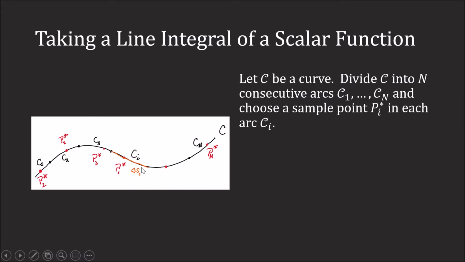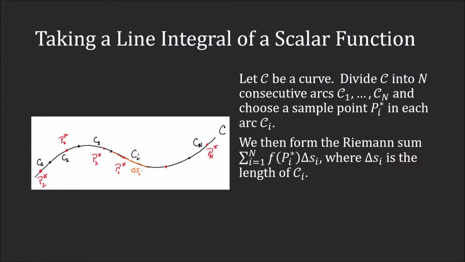Now what we do is we divide C into n consecutive arcs, C1 up through Cn. Choose a sample point P sub i star in each arc C sub i. Notice that nowhere are we restricting that each arc has to have equal length. In fact, if you see this one, this C sub i is longer than all the others, and that's perfectly fine.